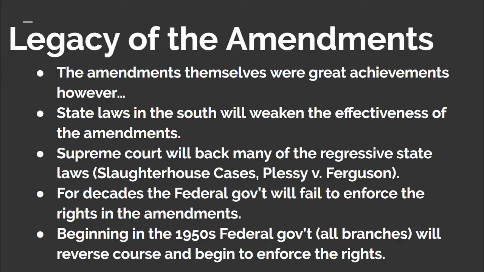Finally, the legacy of the Reconstruction Amendments. The amendments themselves were great achievements. However, regressive state laws will weaken the effectiveness of the amendments. The Supreme Court will fail to strengthen the amendments, as it will back the discriminatory state laws. This can be seen as early on as the Slaughterhouse Cases in 1873 and Plessy versus Ferguson in 1896. Not until the 1950s will the federal government really begin to enforce the rights in the Reconstruction Amendments.